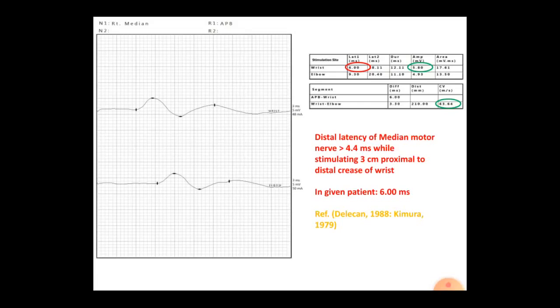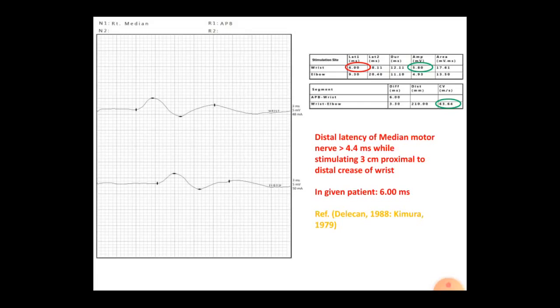As you can see, the latency is 6 millisecond. Ideally it should be less than 4.4 millisecond whenever you are stimulating 3 centimeter proximal to the distal crease of the wrist. Clear? So normally it should be less than 4.4 millisecond, but for carpal tunnel it will be more than 4.4 millisecond. Is this clear? So here we are getting 6 milliseconds, so definitely it is more than 4.4 millisecond. So it is suggestive of carpal tunnel syndrome.